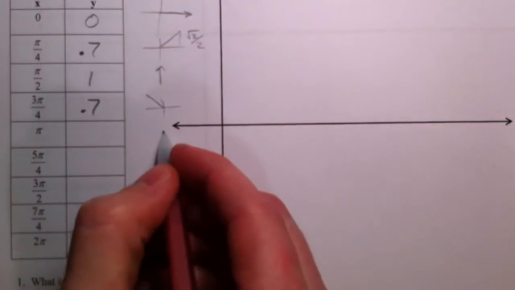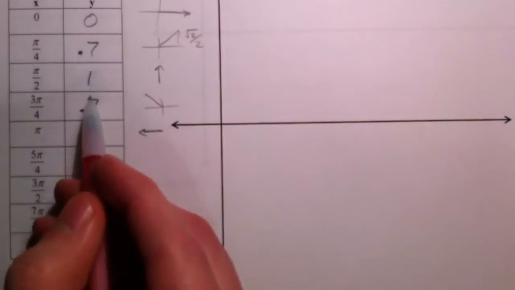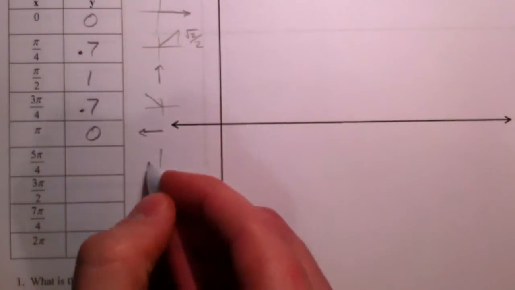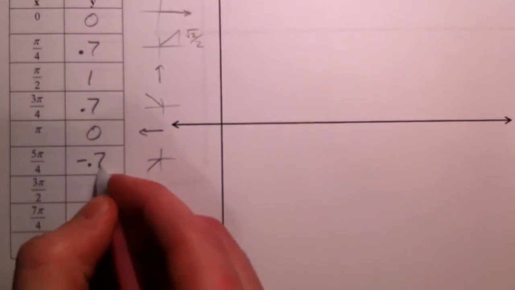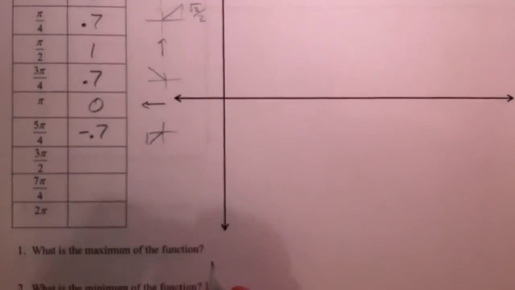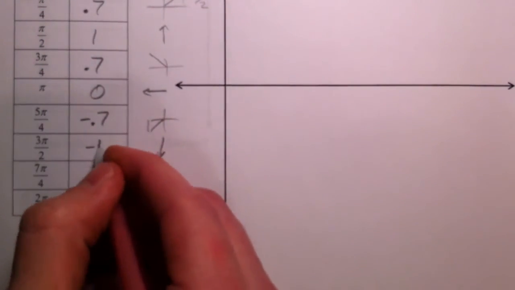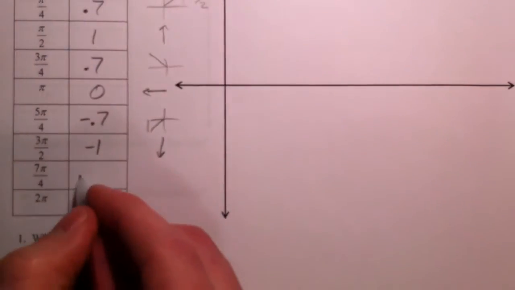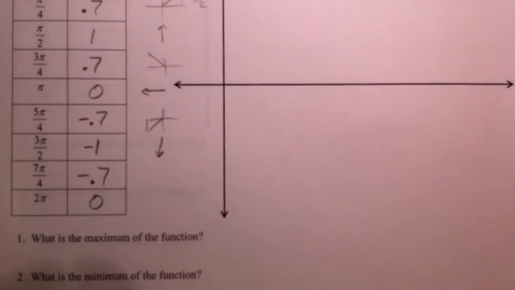Sine at pi, straight across, is back to 0 again. So we've gone up to 1, back to 0. And then 5 pi over 4 is down here. So that's negative 0.7 because we've gone down for the y value. And 3 pi over 2 goes straight down, and so you get negative 1. Back to negative 0.7, and back to 0 again.